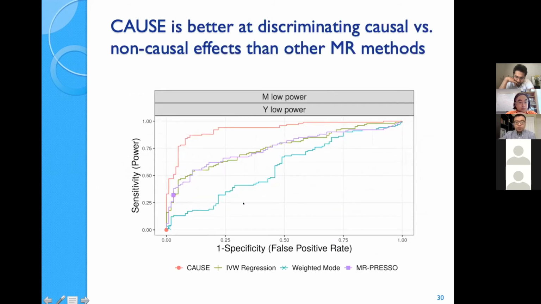In the next one, we introduce causal effects. So in this case, we have both non-causal effects and causal effects, and we ask the method to classify them. It's a kind of classification problem. And then we show the result using this ROC curve. So you can see that CAUSE, the red one, is much better at discriminating causal and non-causal effects than other MR methods.